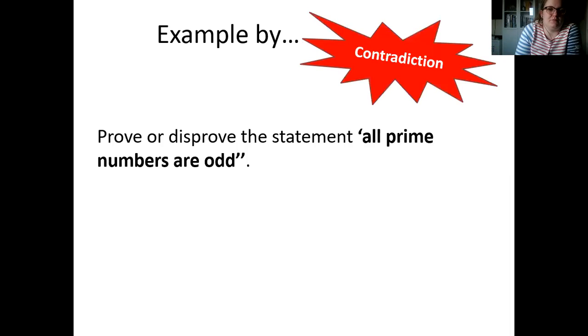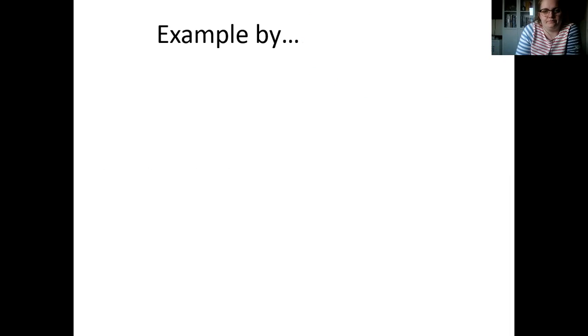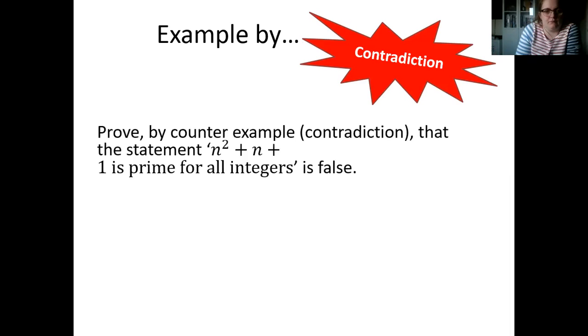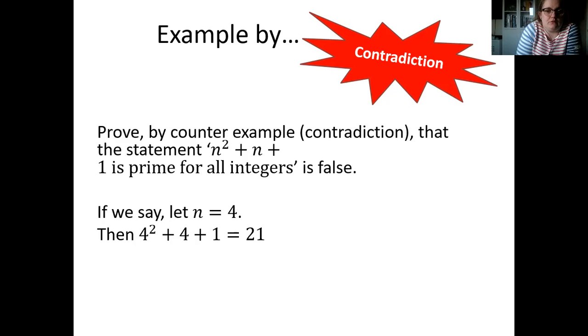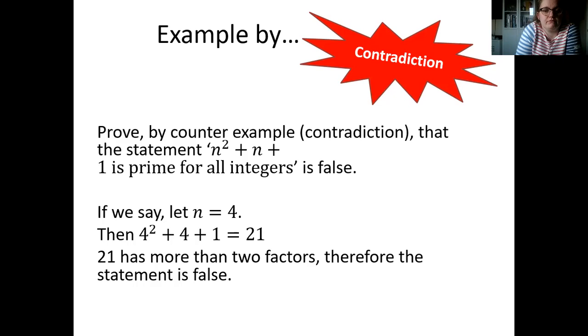So prove or disprove the statement, all prime numbers are odd. Here we go. So prove by counterexample, contradiction, that the statement n squared plus n plus 1 is prime for all integers is false. So let's just pick a random one. Let n be 4. Okay, so we're going to do 4 squared plus 4 plus 1. So 4 squared plus 4 plus 1 equals 21. Oh, okay, so 21 has more than 2 factors. Therefore, that is not a prime number. Therefore, the statement is false.